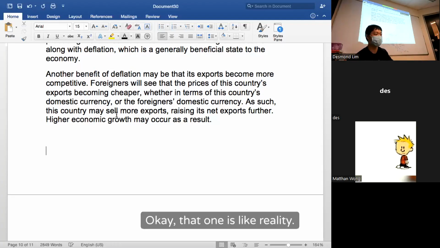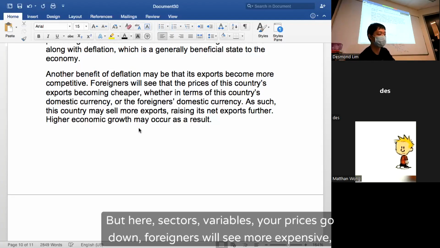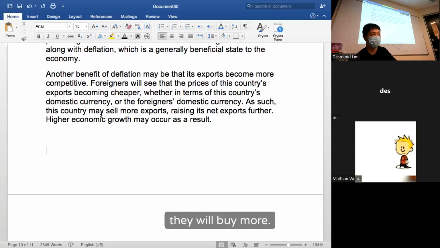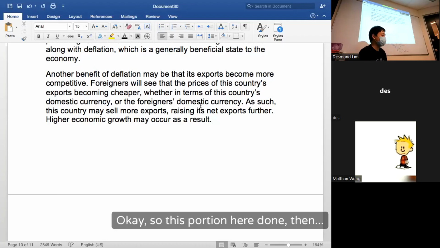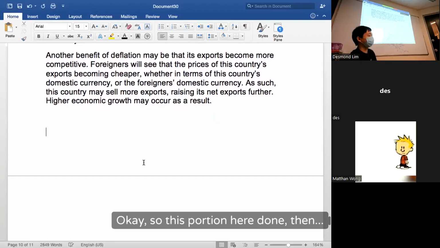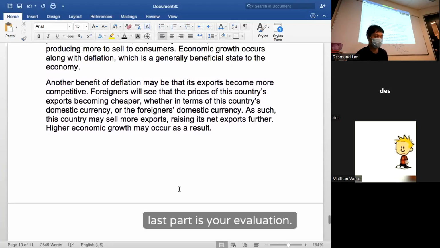That one is reality. But here, ceteris paribus, your prices go down. Foreigners will see it as cheaper and will buy more. Then your net exports go up, and economic growth occurs. So this portion here is done, then the last part is your evaluation.